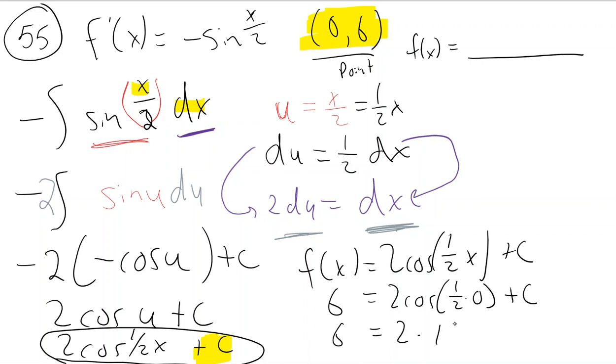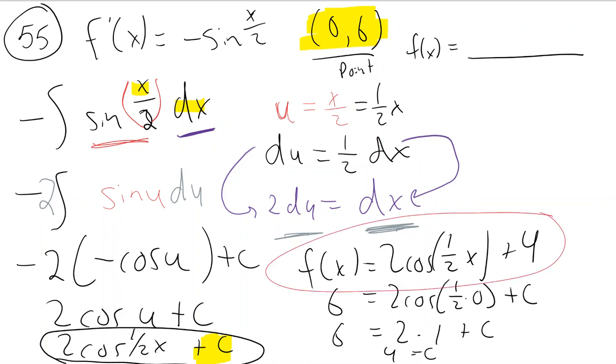So cosine of 0 was 1, so it looks like c is 4. So replace this with the 4. And then that should be the answer to our question. It goes through the point (0, 6), and it would be the function that has this as its derivative.